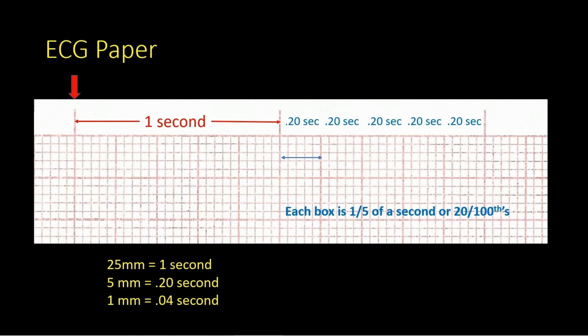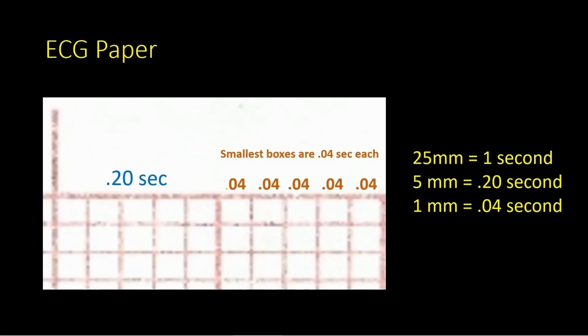The mark between the two large lines is 1 second, or 25 millimeters. Now this 25 millimeter segment here is broken down into 5 smaller boxes. Each one of these is 2/10 of a second, or 1/5 of a second. Now, with this being 1/5 of a second, or 2/10, either way we want to express it, that would be 0.20 seconds. Each one of the littler boxes, the small boxes here, would be 0.04 seconds. Those would be the smallest boxes broken all the way down.